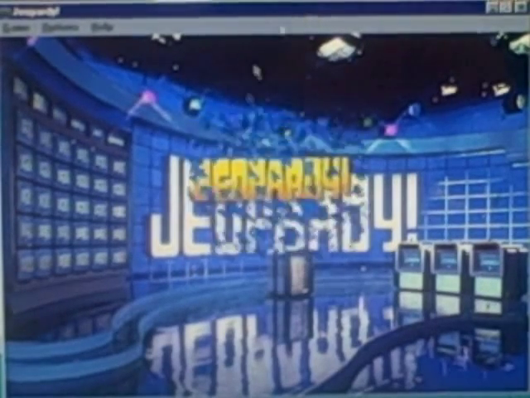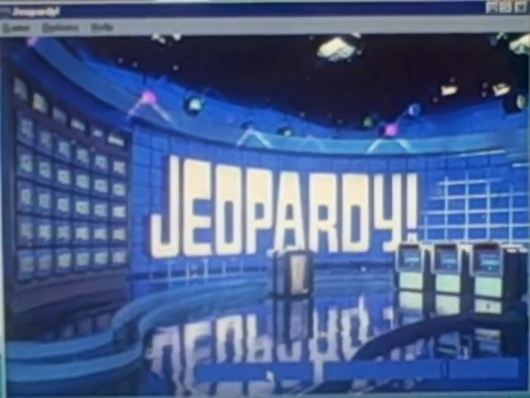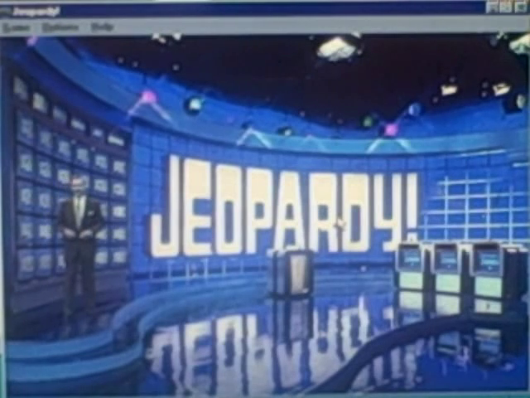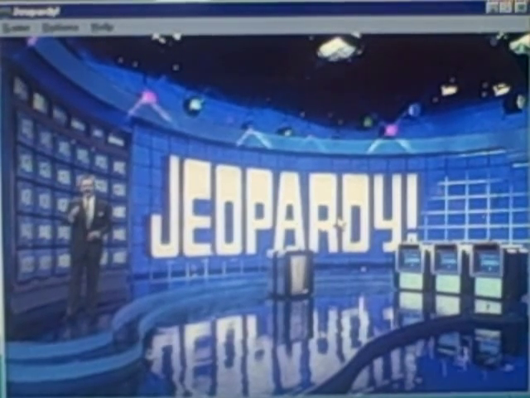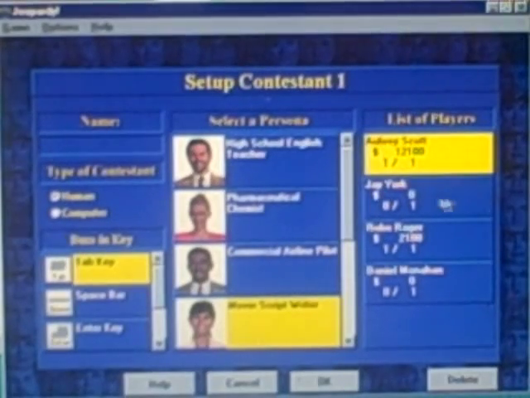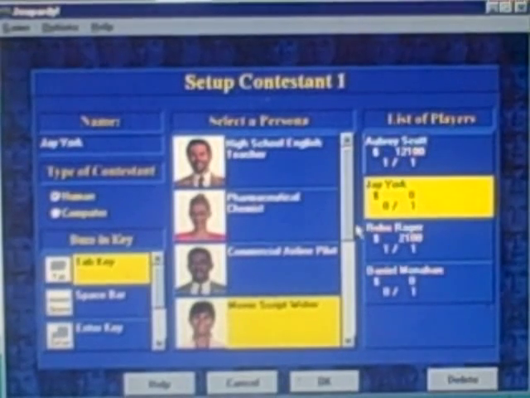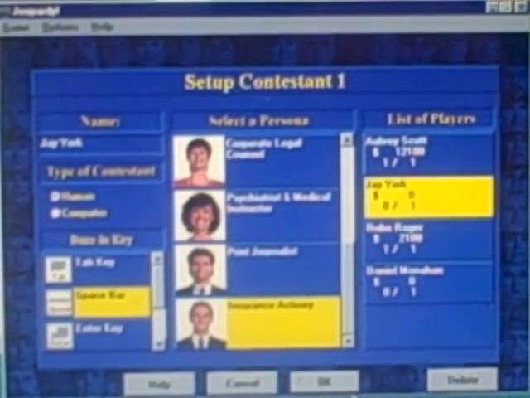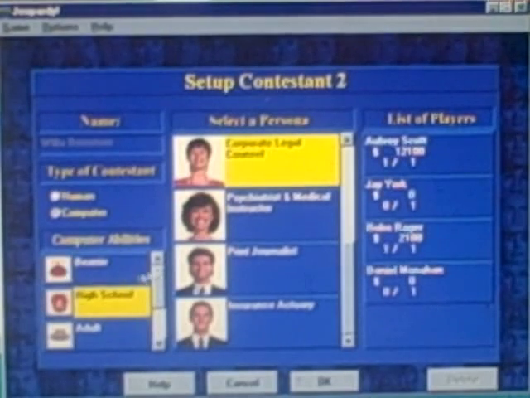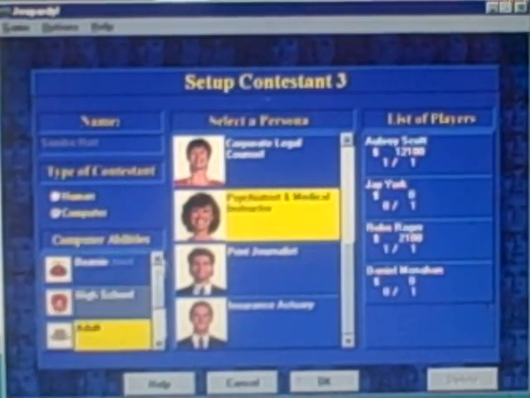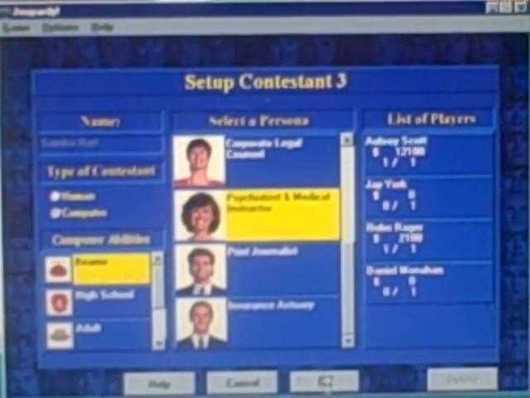This is Jeopardy! Welcome to Jeopardy! Sony Picture Studios! This is Jeopardy! I'm gonna use Jay's with your name. Host, Alex Trebek. Taking on Willa Bernstein and Sandra Hart.